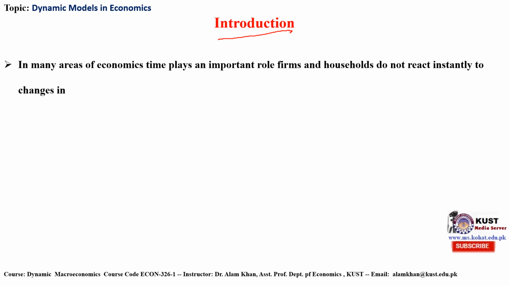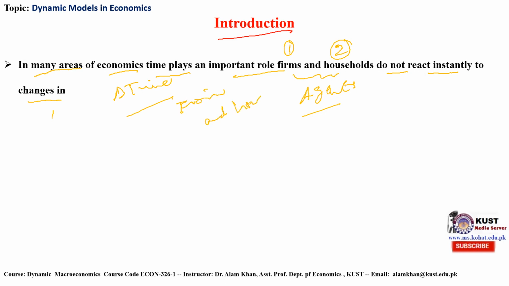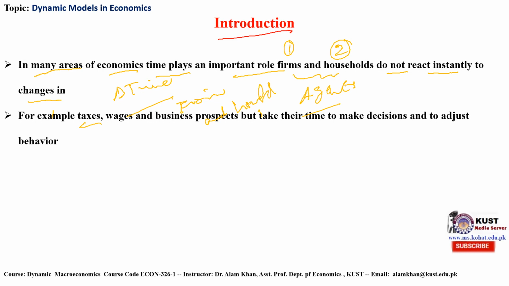In the introduction part of this particular lecture, there are many areas of economics where time plays an important role at firm level and at household level. There are two economic agents, one is the firm and the other is the household, which normally do not react instantly to change. With the passage of time, when a change occurs, normally the firm and household do not react immediately. For example, taxes, wages, and business profits take time before a decision is made to adjust behavior.